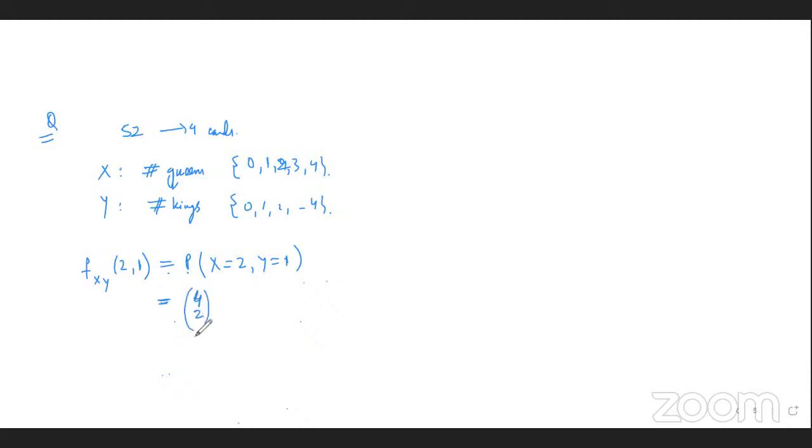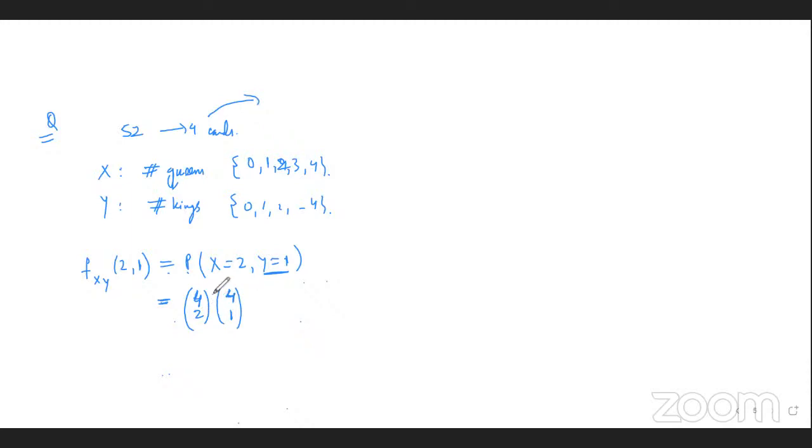You are choosing 2 queens out of the 4 queens. Now there should be 1 king. There are also 4 kings, so you are choosing 1 king, 4 choose 1. And since you have drawn 4 cards, there is 1 more card left that you have to select.